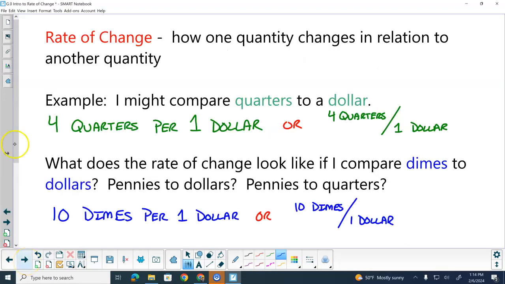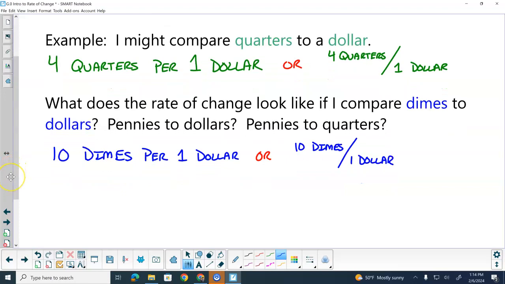Let's do these next two. Pennies to dollars. What would the rate of change be for pennies to dollars? 100 pennies to $1, or 100 pennies per $1. "To" is another way of saying per.